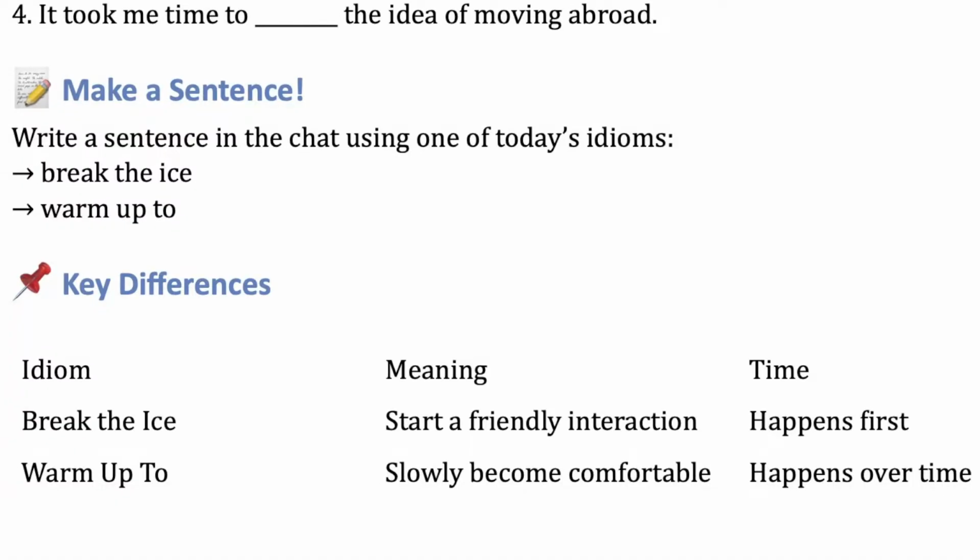Okay, so break the ice, start a friendly interaction or conversation happens first. And then warm up to, slowly become comfortable, happens over time. So I want you to make a sentence using break the ice and use warm up to. So make 2 sentences. One sentence is break the ice. The other sentence is warm up to. And I'm going to put the timer on. I'm going to put the timer for 3 minutes. So write your sentences in the next 3 minutes.